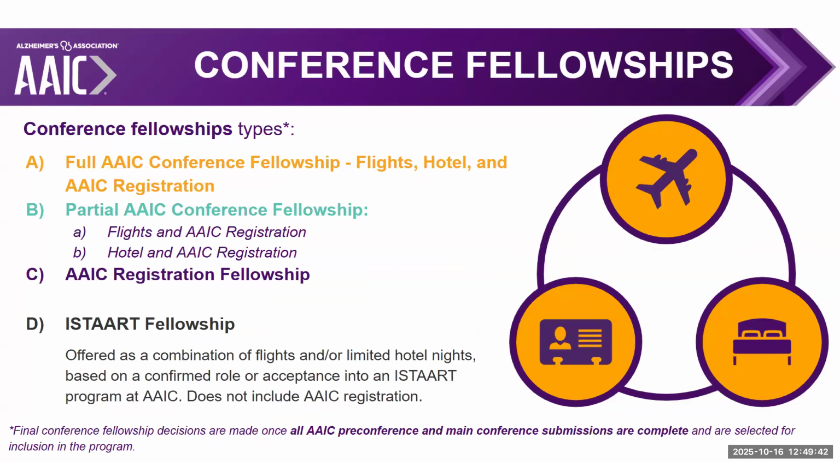The highest tier, of course, is the full AAIC Conference Fellowship. So this offers round-trip flights, hotel nights for the days of the conference, as well as full main conference registration costs. Then from there, there's partial AAIC fellowships. These offer round-trip flights and AAIC registration, or can be a combination of hotel nights and AAIC main conference registration. The tier down from that is an AAIC registration fellowship, which covers the full cost of the main conference registration.